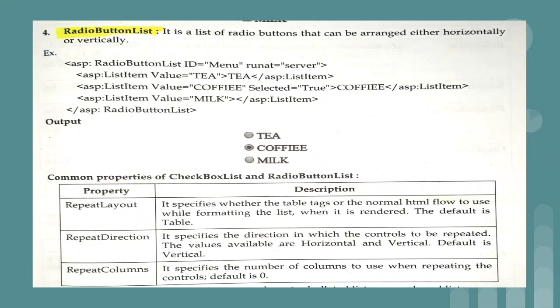Next control which we are going to learn is the radio button list. We have seen radio button and now it is radio button list. So again, radio button list is a collection of radio buttons. In case of radio button, we need to set the group name property, right? So that the single selection will be there.